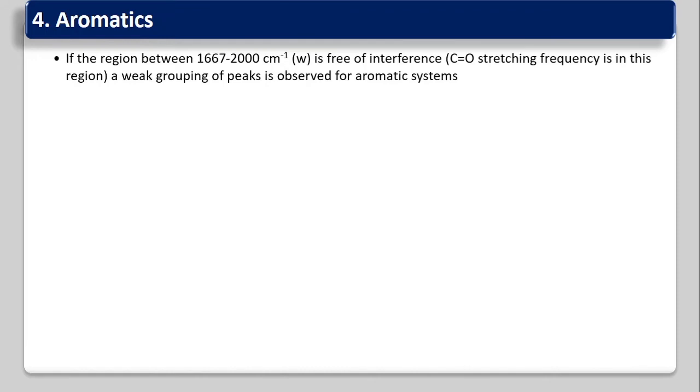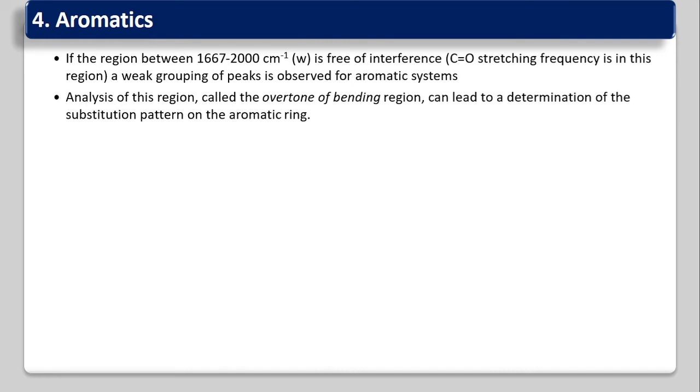So if the stretching frequencies of the carbon-oxygen double bond are absent, there is no interference from carbon-oxygen stretching. Then for aromatic compounds you are also getting small, weaker peaks between 1667 and 2000 centimeter inverse. If there is no carbon-oxygen frequency, you can see these peaks in the 1667 to 2000 centimeter inverse region.